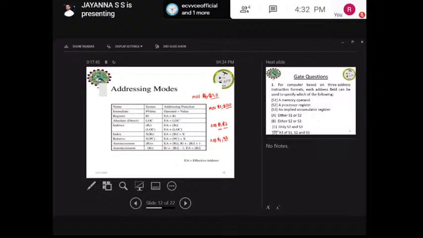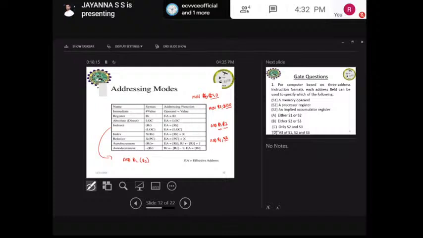The next one is the indirect addressing mode. In indirect addressing mode, as the name indicates, we mention the address in one of the registers indirectly. For example, if we say add R1 comma, we use parentheses to represent the indirect addressing mode. Here, add R1 comma, within parentheses R2. That means that R2 contains the address of the data.